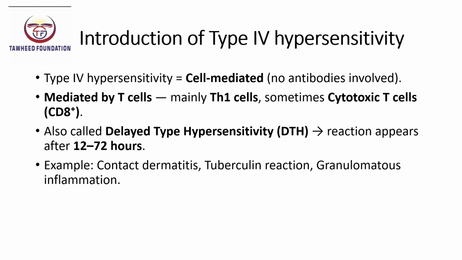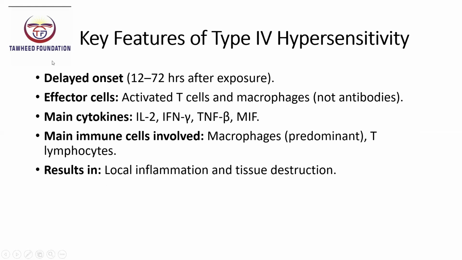Common examples include contact dermatitis, tuberculin skin test, and granulomatous inflammation seen in infections like tuberculosis. So this will explore how these reactions occur and their clinical significance. Next is key features of type 4 hypersensitivity. The hallmark of type 4 hypersensitivity is its delayed onset. Symptoms usually appear 12 to 72 hours after exposure to the antigen.